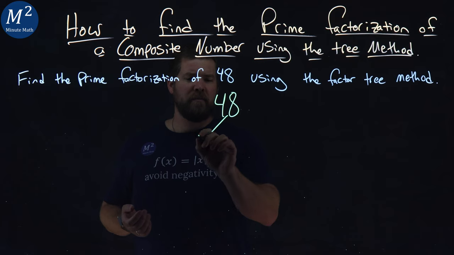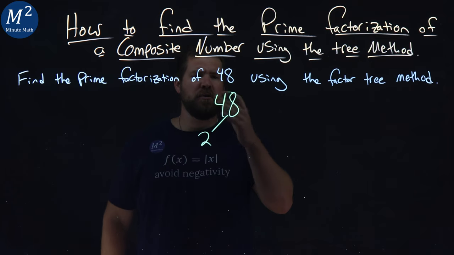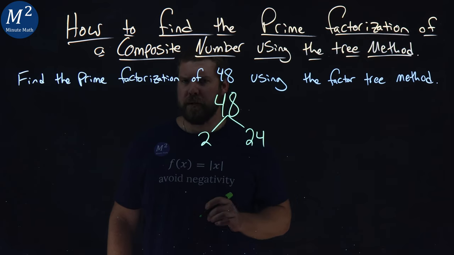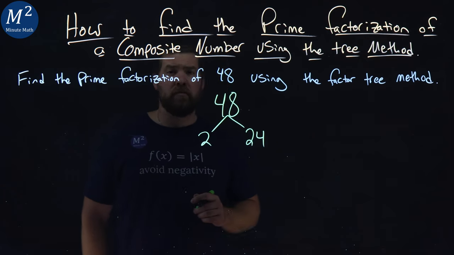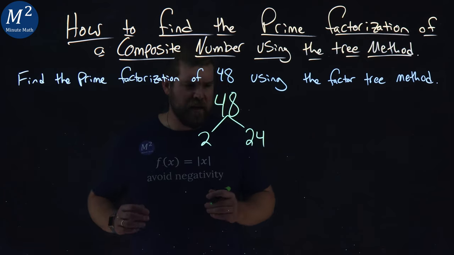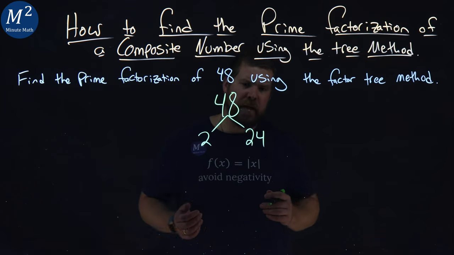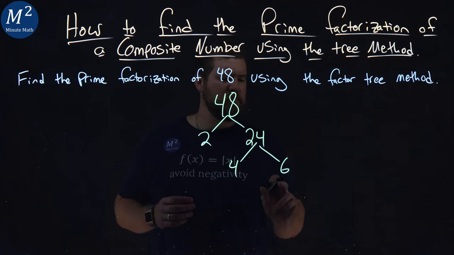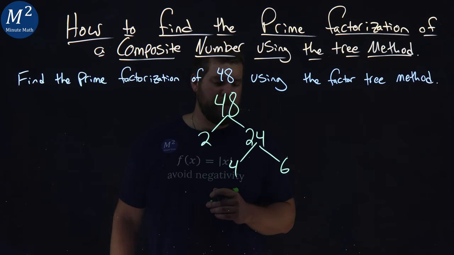2 is an easy one, right? It's an even number. So 2 goes into 48, and that's going to be times 24. Pretty easy. Notice 2 is a prime number. I can't break that down anymore. But 24 I can break down. That's 6 and 4, right? 4 times 6 gives me 24.